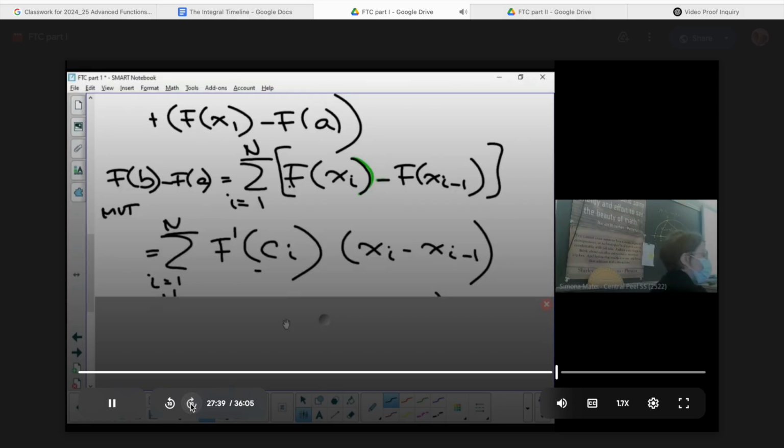Theorem, that must be f prime at ci times xi minus 1. And now we jump up and down.